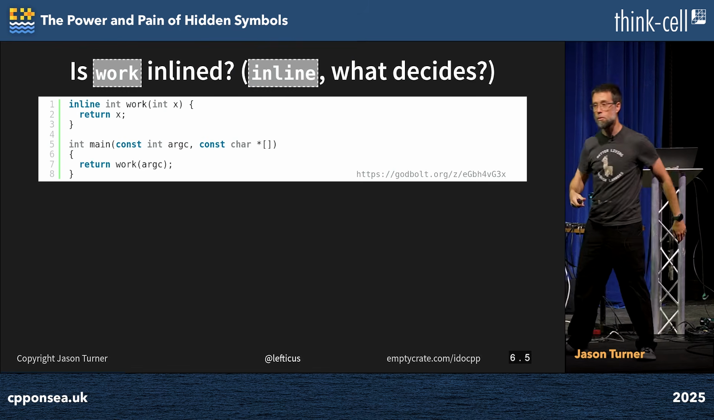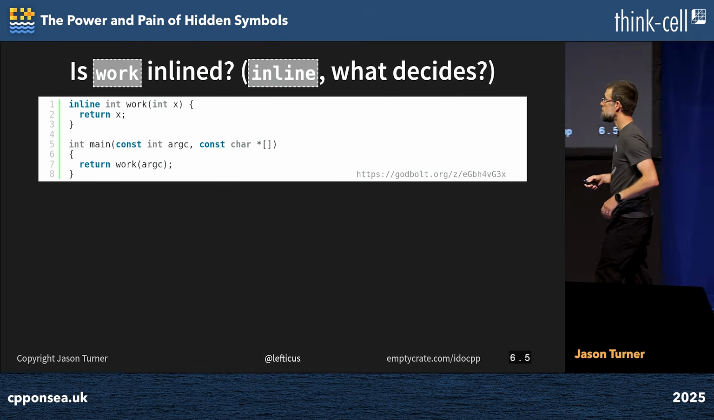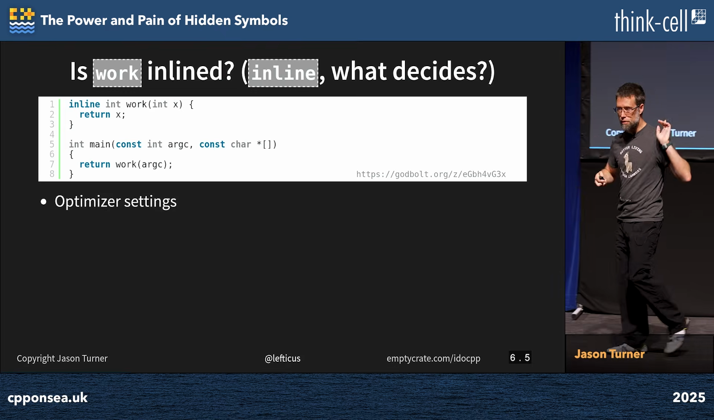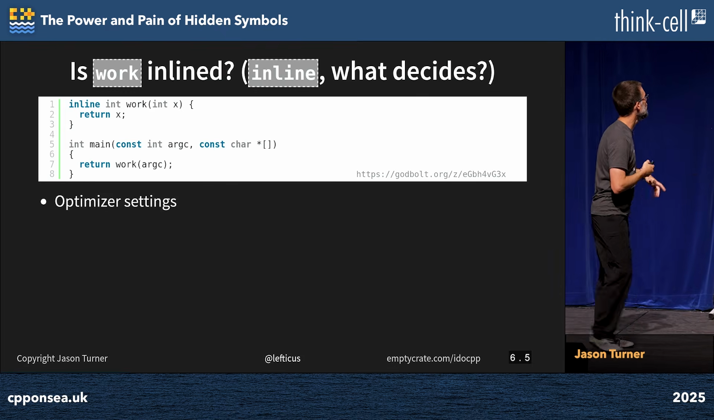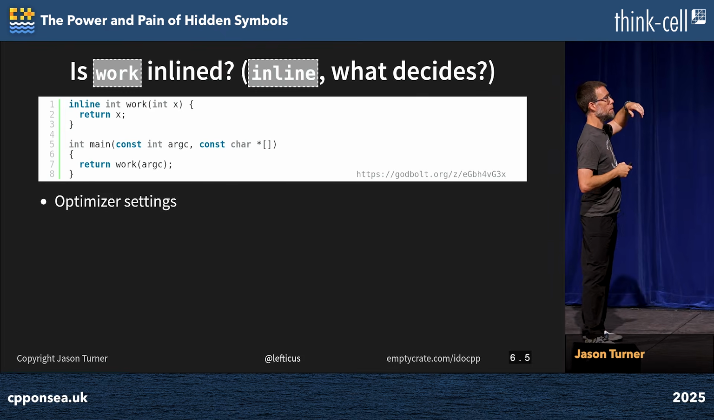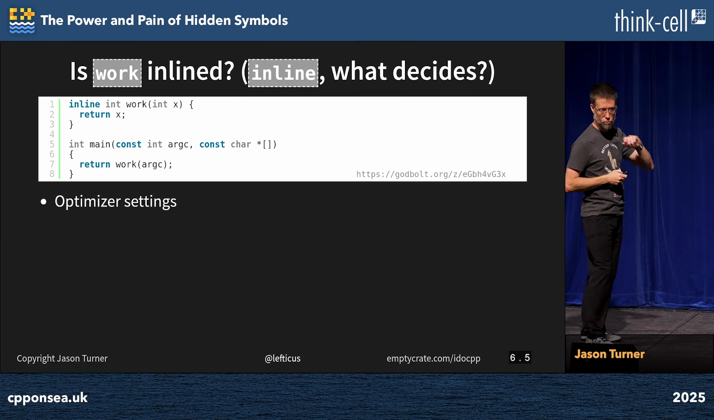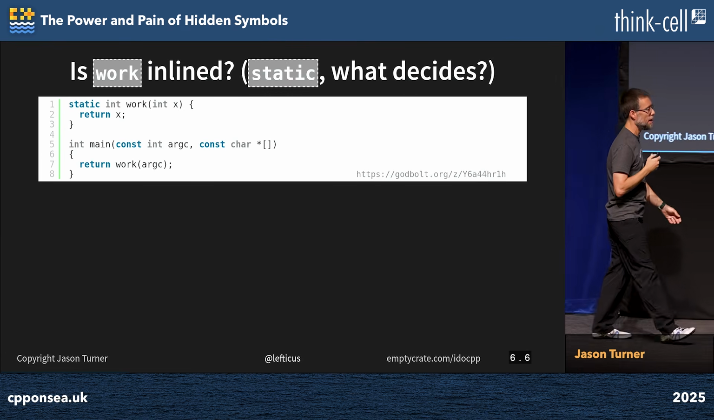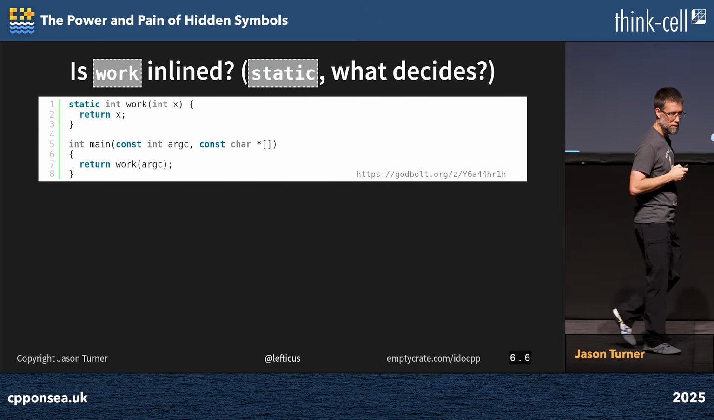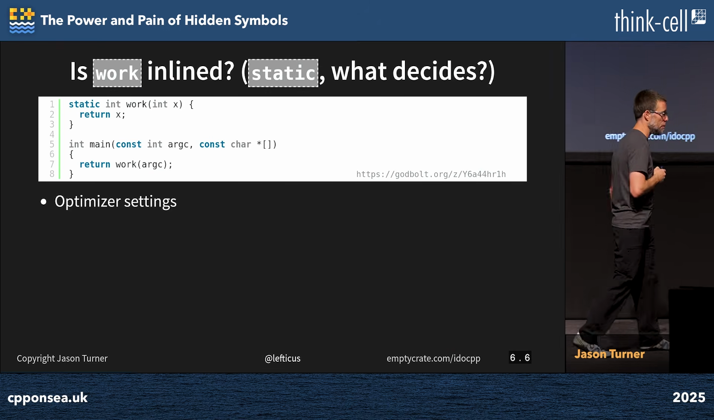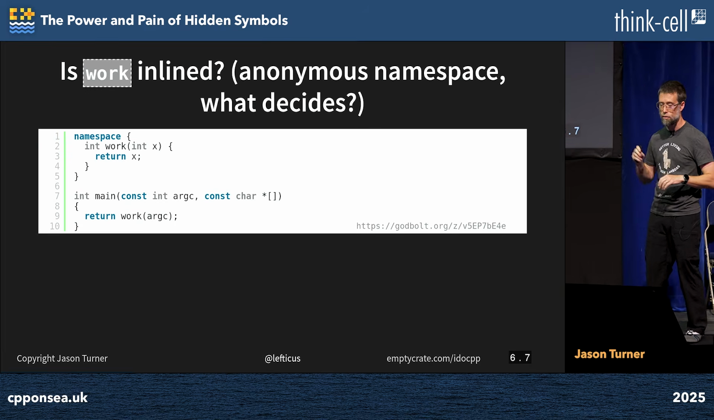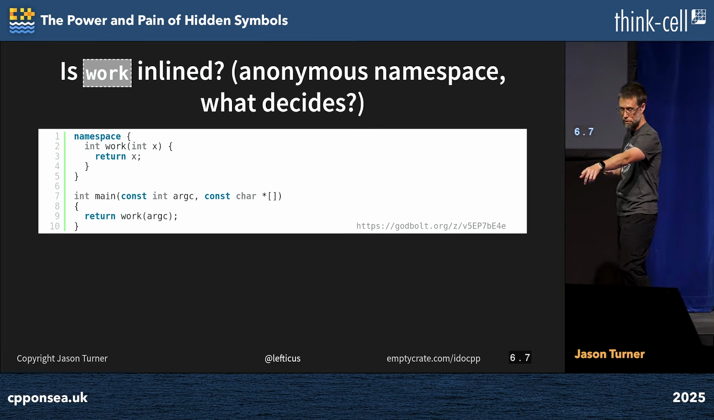Not 100% the same thing. The optimization settings are going to affect this, but the compiler is happy to inline this, even if it's a public symbol, is what I'm trying to say here. If it's static, it is, again, just our optimizer settings that are going to affect whether or not this gets inlined. And again, if someone has comments, what?